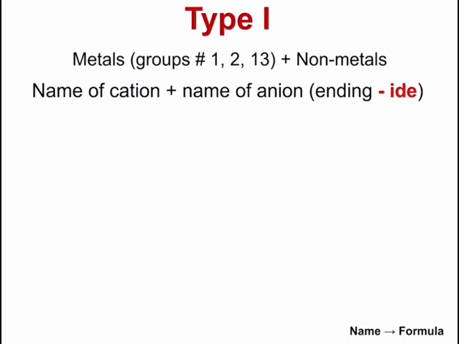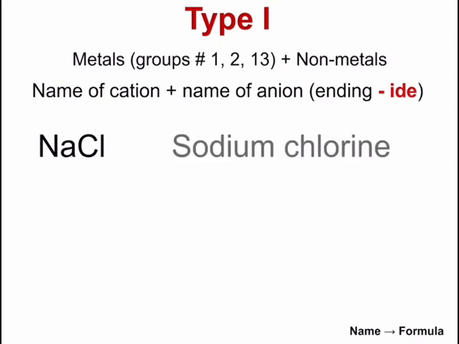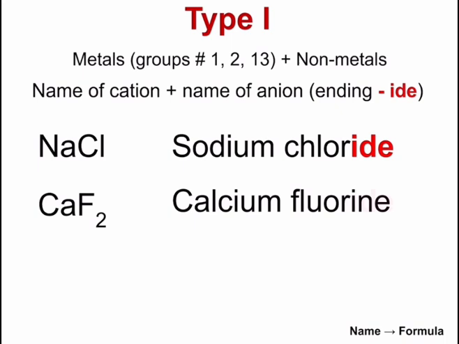Type 1 binary compounds: metals from group 1, 2, or 13, and a nonmetal. Here is the compound. There are two elements, sodium and chlorine. We will name them metal first and nonmetal second, and change the ending of the nonmetal to -ide. So the name of this compound is sodium chloride. Another compound made out of calcium and fluorine: calcium fluoride.